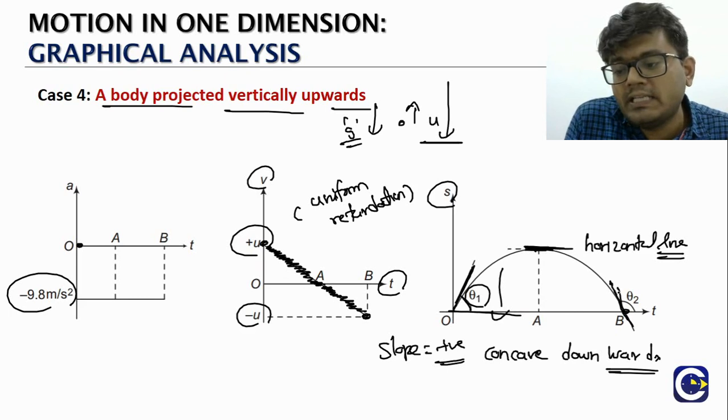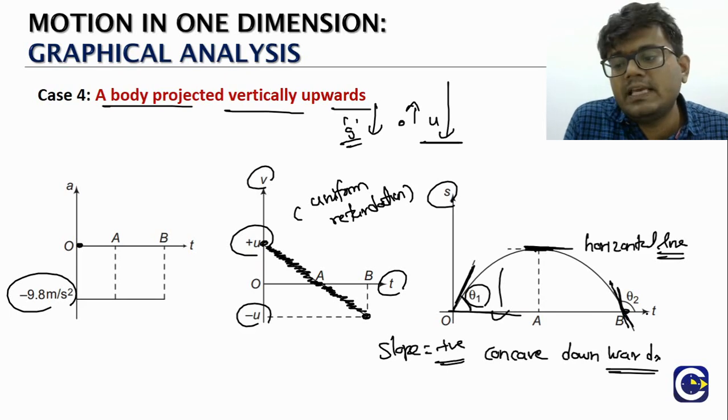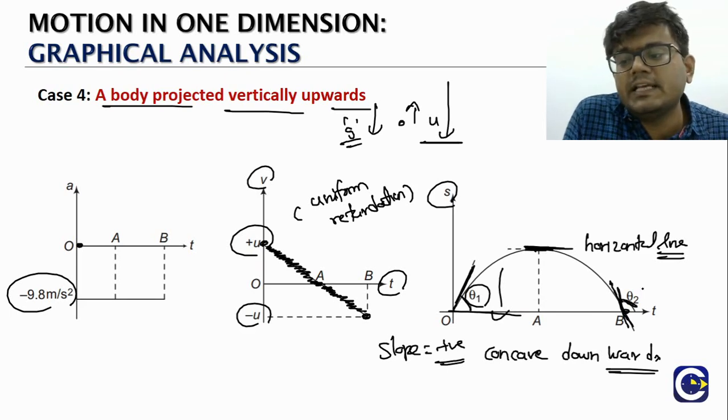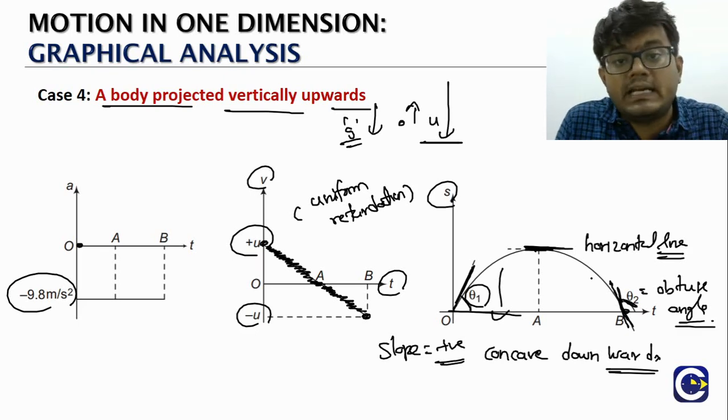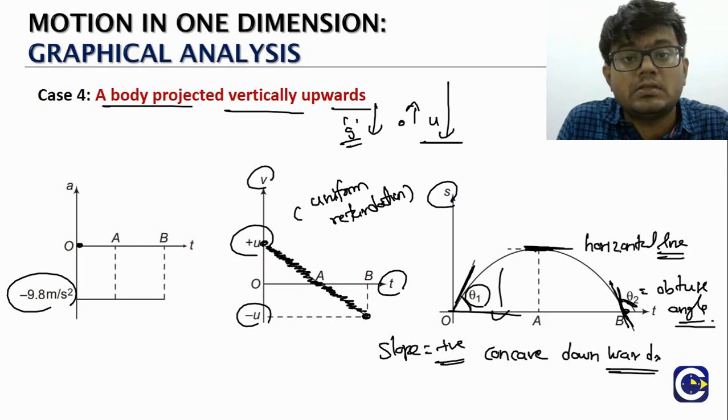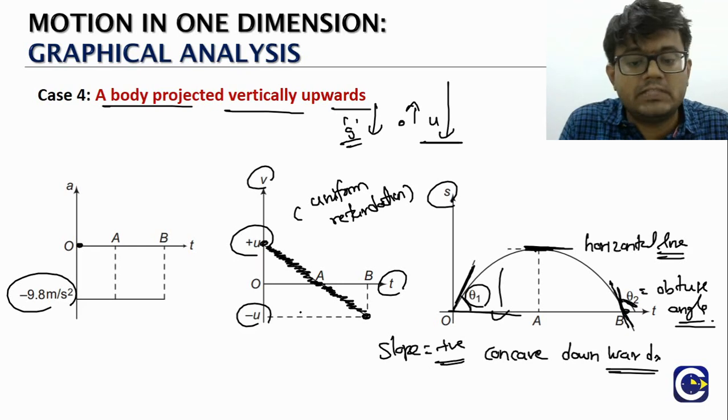Finally when it is returning to the surface again, that is point B, the final point, if you draw a tangent there, it is making an obtuse angle. Obtuse angle means more than 90 degrees. So the slope of the tangent will be negative. That is why, when it is coming down, the final velocity is negative.